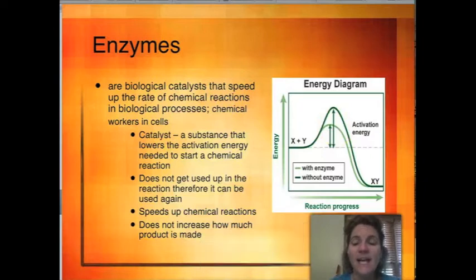All right, the catalyst doesn't get used up. It doesn't become part of the reactants or the products. The catalyst just helps to get the ball rolling by lowering that activation energy. So a catalyst or an enzyme can be used over and over again, and it does not increase or decrease the amount of product that's made. All it does is lower the amount of activation energy necessary to get the ball rolling, so that way these reactions can occur a little bit faster.